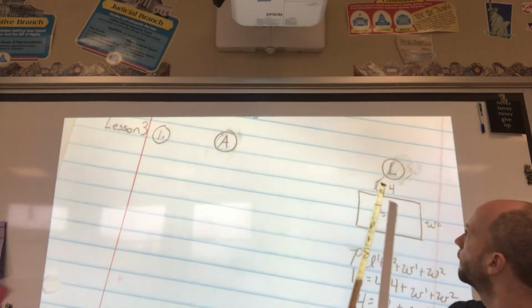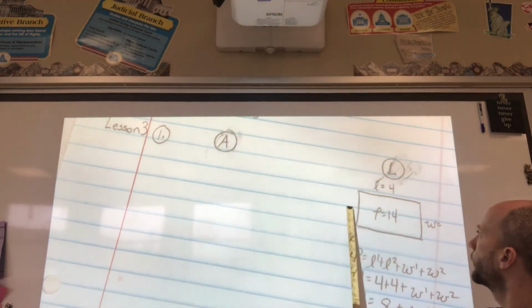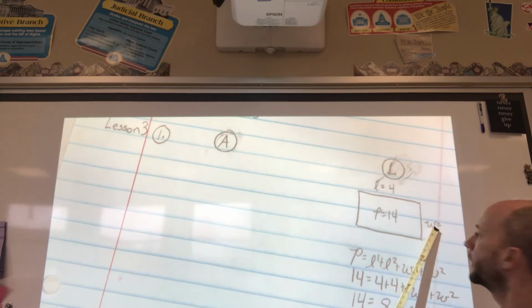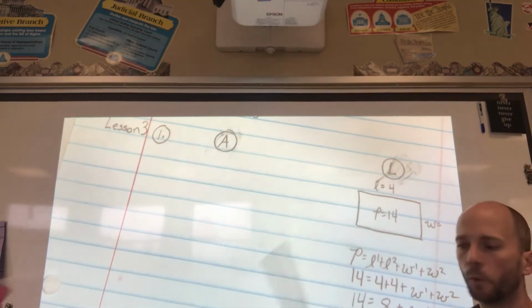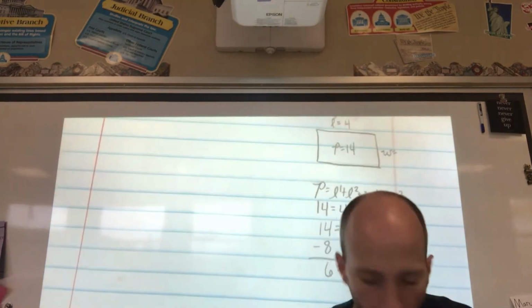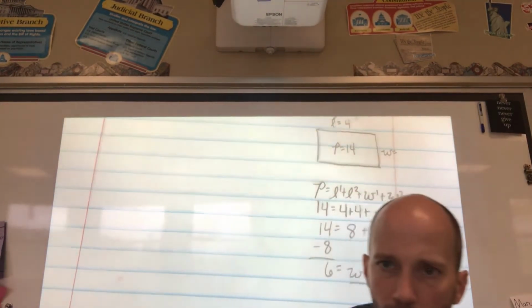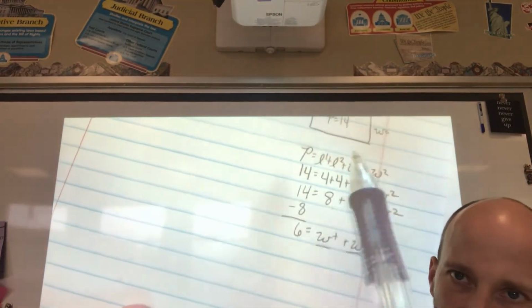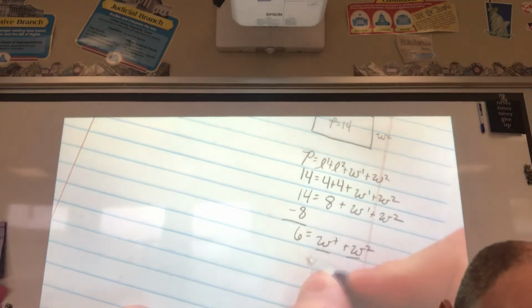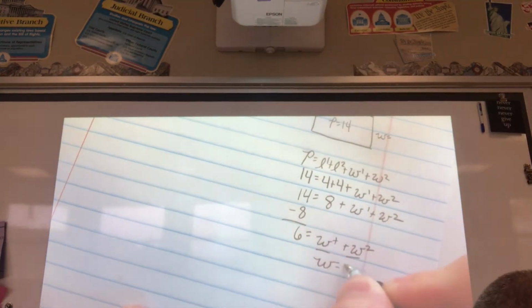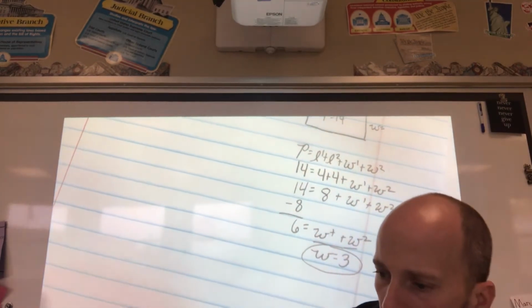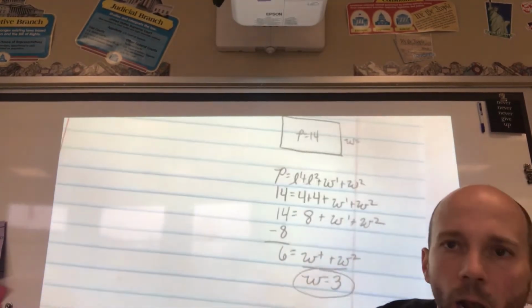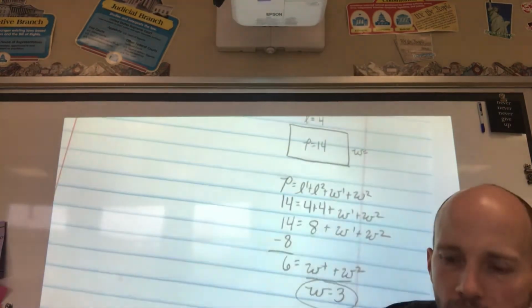4 and 3, 4 and 3, is 7, 4 and 3 is 7, 7 and 7 gives me 14. Okay? So we've done a couple of those. We did a couple in class where you are given the perimeter and you have to find the unknown. So my width is 3. So there's the first part I needed to find.